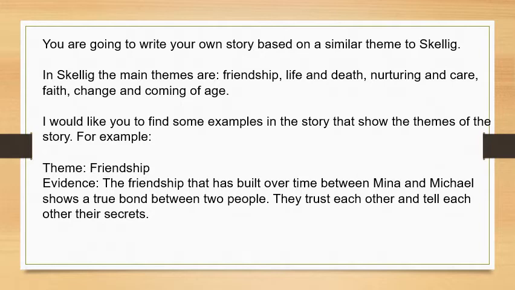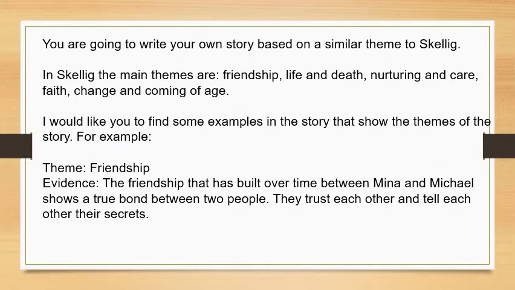So, for our task, we are going to write a story based on a similar theme to Skellig. In Skellig, the main themes are friendship, life and death, nurturing and caring, faith, change, and coming of age. I would like you to find some examples in the story that show the themes of the story. For example, I'm going to go with my first theme, which is friendship. And the evidence I found about this theme in the story is that the friendship that has built over time between Mina and Michael shows a true bond between two people. They trust each other and tell each other secrets. So that is my evidence to show that there is a theme of friendship in the story.